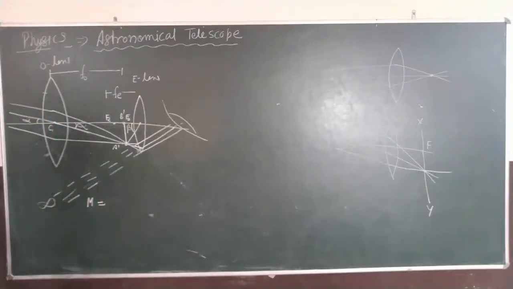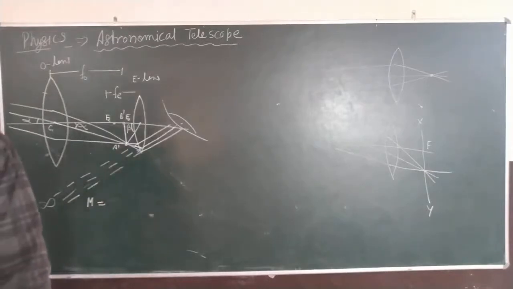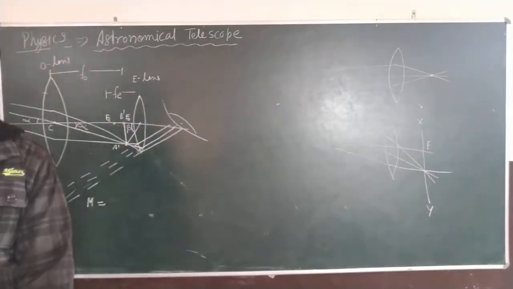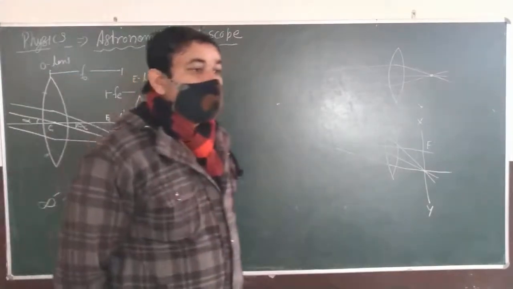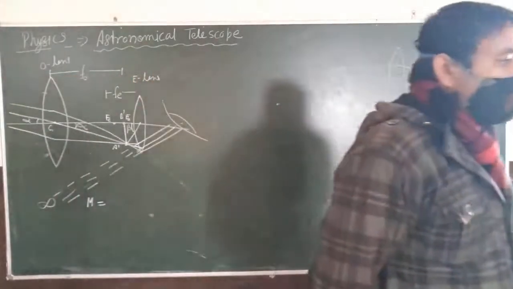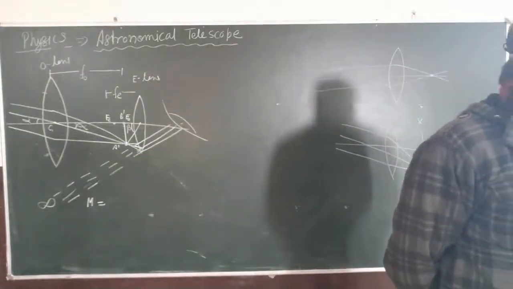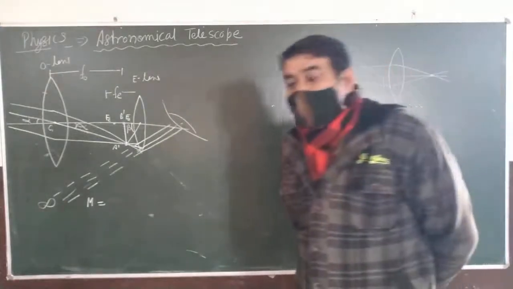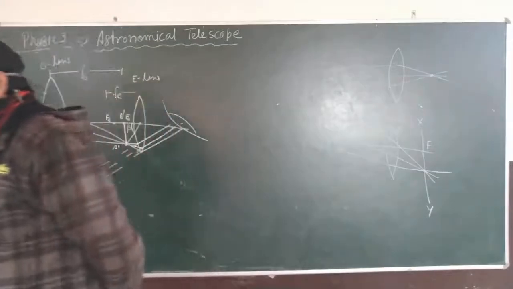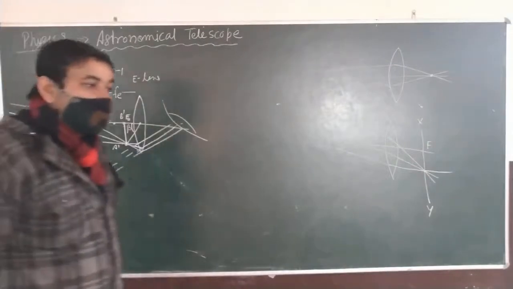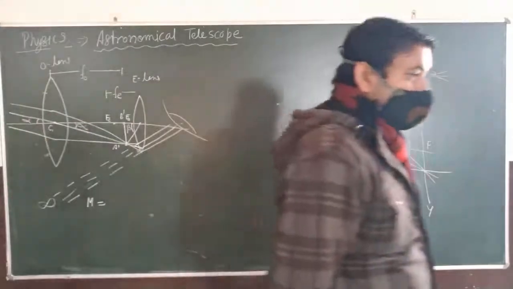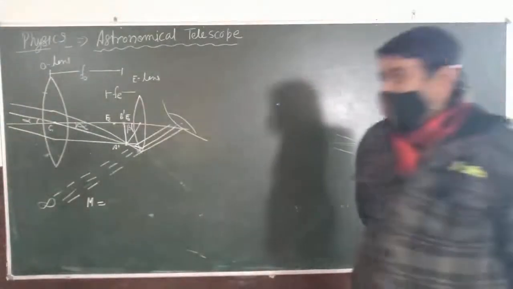Therefore, the magnification of the telescope is the ratio of the angle subtended by the image at the eye to the angle subtended by the object at the eye, that is beta upon alpha.